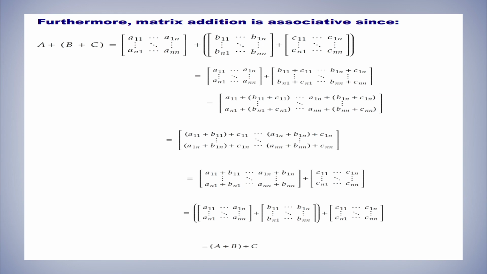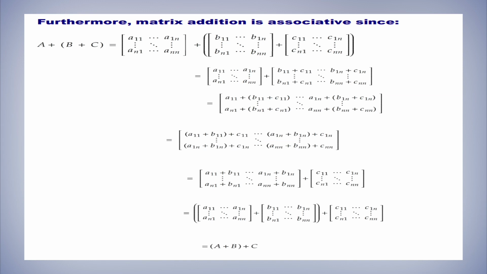Now, we are going to separate C. So, it will be written as A11 plus B11, A12 plus B12 and so on to A1n plus B1n. Like this, An1 plus Bn1, An2 plus Bn2 and so on to Ann plus Bnn. Now, we have separated the C. So, the C will be written as C11, C12 and so on to C1n, like Cn1, Cn2 and so on to Cnn.